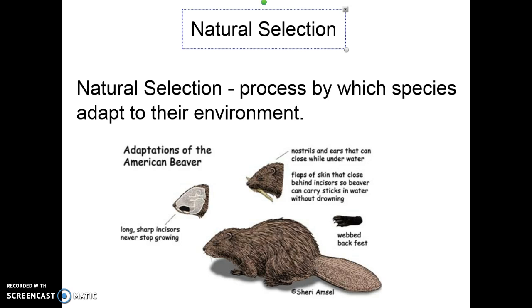Okay, here for example we have the American beaver. It's got sharp teeth for chopping down and chewing on trees, and it's got webbed feet for swimming. These are all adaptations for its specific environment and for its specific behaviors.